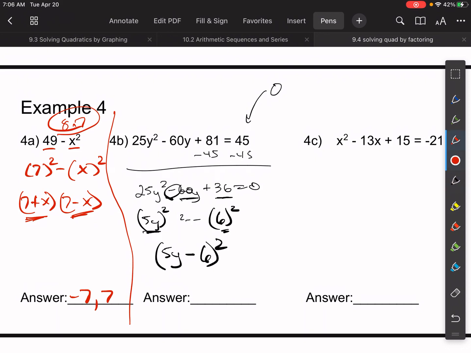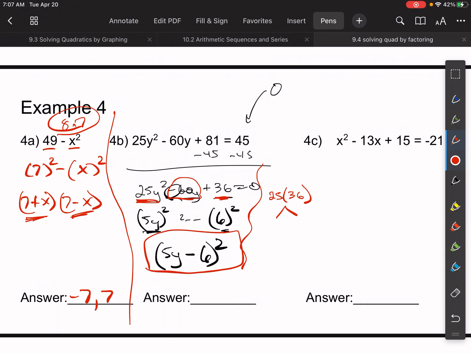If you do not remember how to do that, you can still always take your first term, multiply it by your last term, 25 times 36. I don't even know what that is off the top of my head. And then what two things multiply to give you that, add to give you -60. And you could work the problem that way, and you can regroup it, but that's going to take you a lot of extra effort. So I would encourage you to practice using your perfect square trinomial technique if you see some perfect squares. Okay, so that would be the answer to this one.